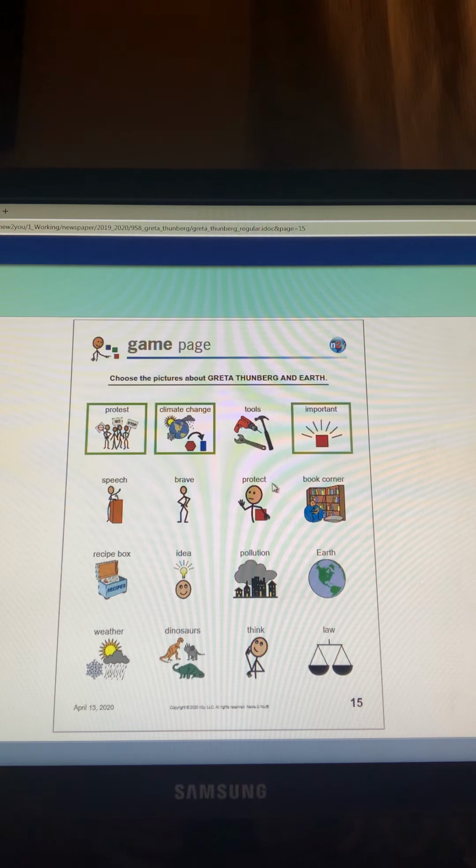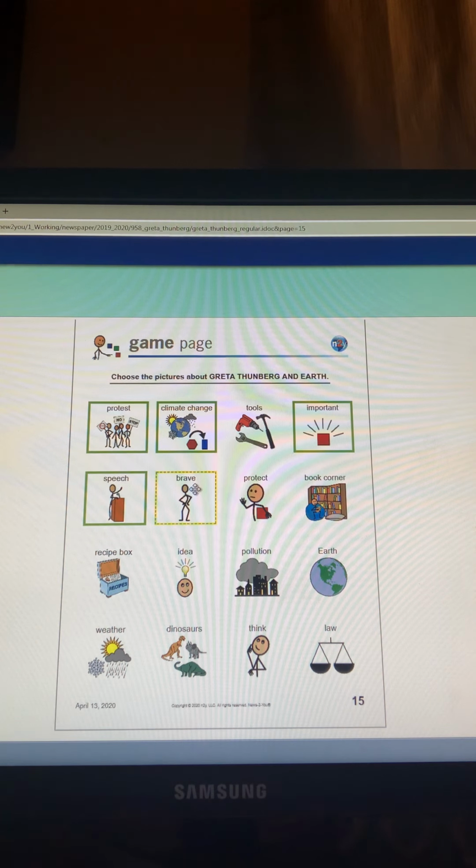There you go. All right, so now let's look at our next row. Rows go across. Our first one is speech. She gives speech to lots of adults, and we definitely heard that in our story, so we're going to pick speech. The next is brave. She's brave to be able to give those speeches and to stand up for something she believes in. So we know that one is also part of the story. Then we have protect. She wants to protect the earth, which is where we live, from pollution and people not treating the earth the way that they need to take care of it.